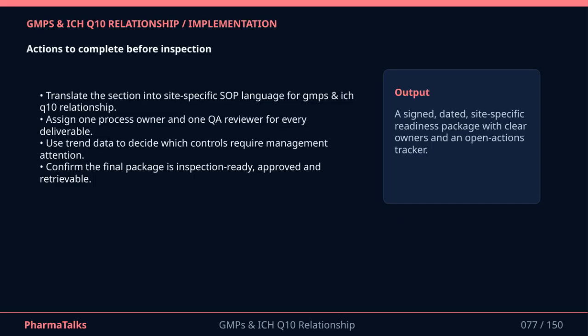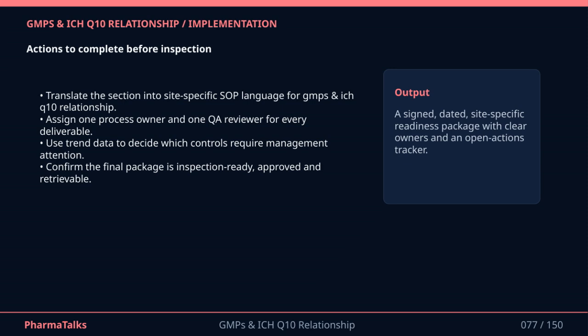Here, we're focusing on the actions that need to be completed before an inspection related to the GMPs and ICH Q10 relationship. First, it's essential to translate this relationship into site-specific SOP language, ensuring the guidelines are clear and applicable to your particular environment. Next, assign a dedicated process owner and a QA reviewer for every deliverable to maintain accountability and quality oversight.